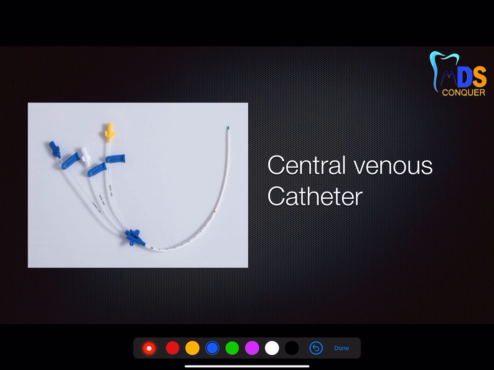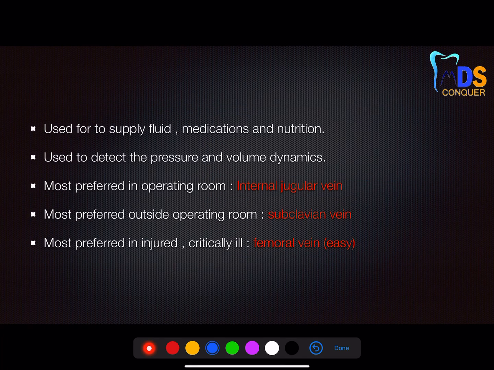The next one is the central venous catheter. As you have already learned so much related to central venous fluid provision, like fluids and electrolytes replacement, central venous fluid replacement is done with this particular catheter. The important aspects to learn: it is used to supply fluid, medication and nutrition. It is used to detect pressure and volume dynamics or changes. I hope you have learned these questions.